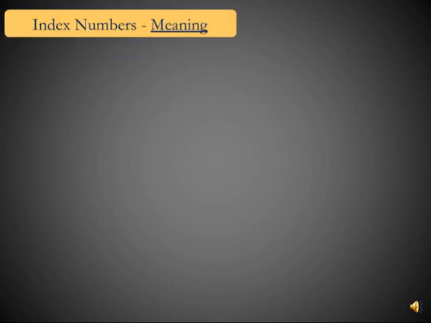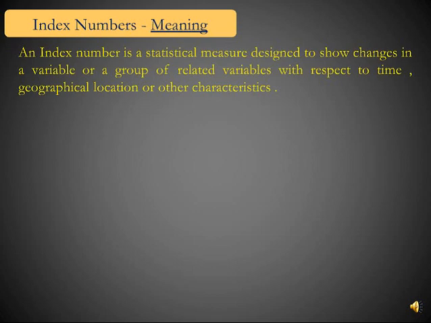Change is the law of nature, and this law applies fully in the economic sphere also. The statistical technique developed for studying such changes and their effects is called index numbers. So the meaning of index number is: an index number is a statistical measure designed to show changes in a variable or a group of related variables with respect to time, geographical location, or other characteristics.